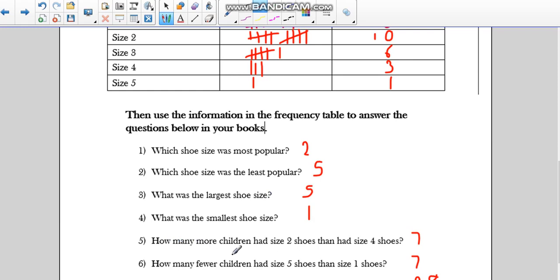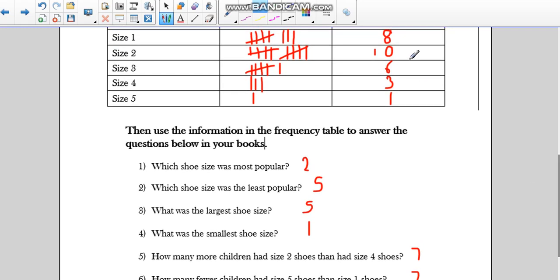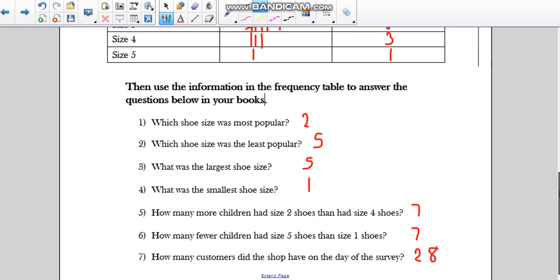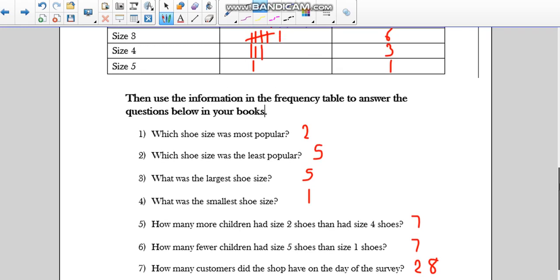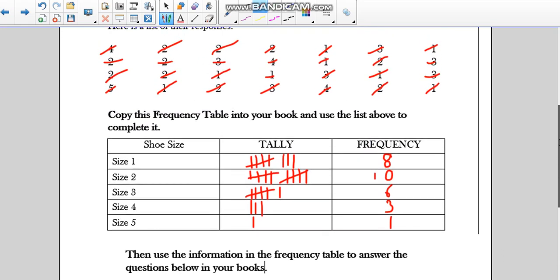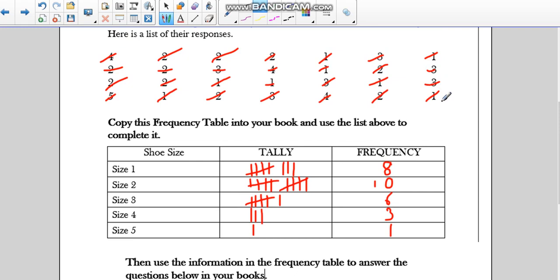How many fewer children had size 5 shoes than size 1? Well, we had 8 at size 1 and 1 at size 5, so the difference is 7. There were 7 fewer. Okay, and how many customers did the shop have on the day of the survey? Well, you can either add these up for 28, or you could work out from here, okay, you've got 4 by 7, so that's 28.